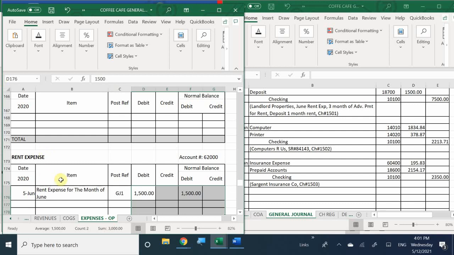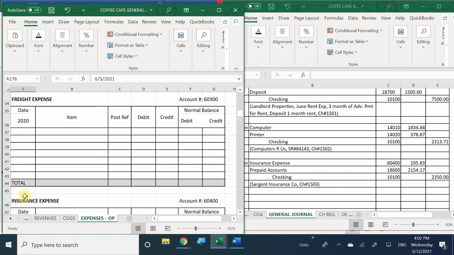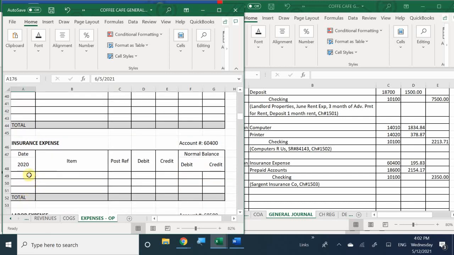So insurance expense, right? The expenses are in alphabetical order. If I'm using my Excel sheet, the great thing about it is that it leaves off exactly where you last entered something. So I'm in my rent expense. I can just scroll up and find, oh, here it is, insurance expense.